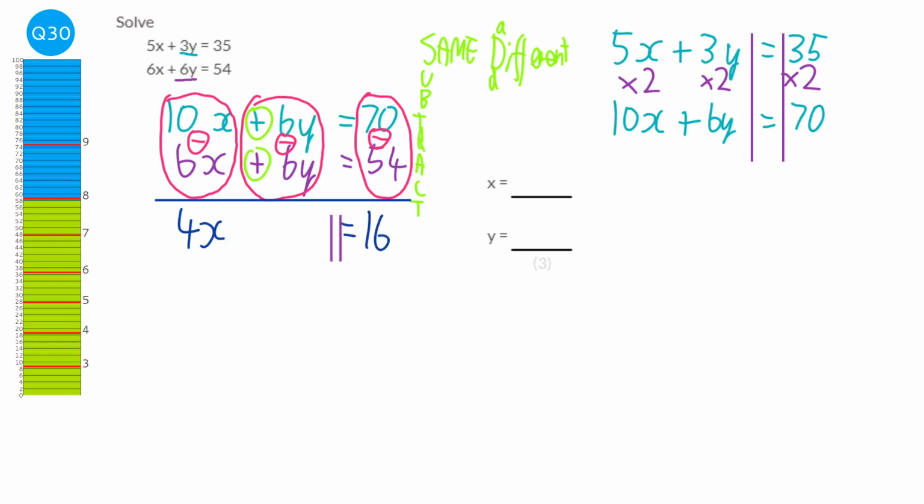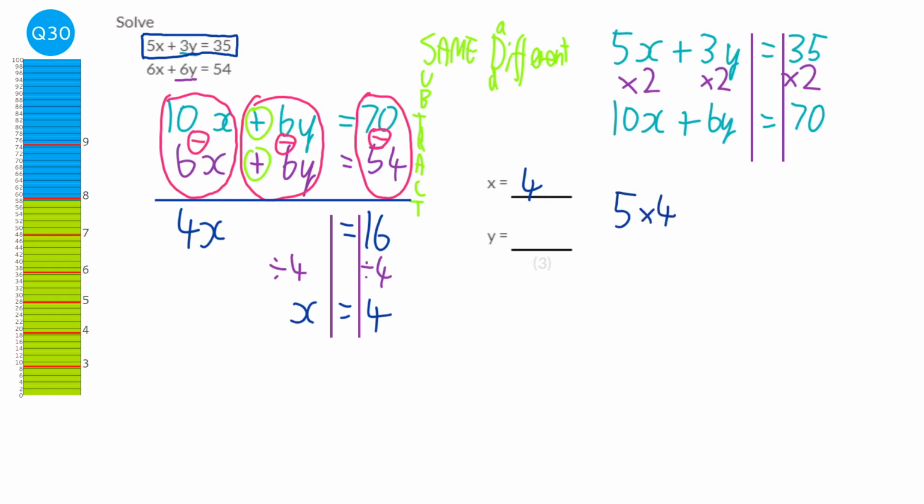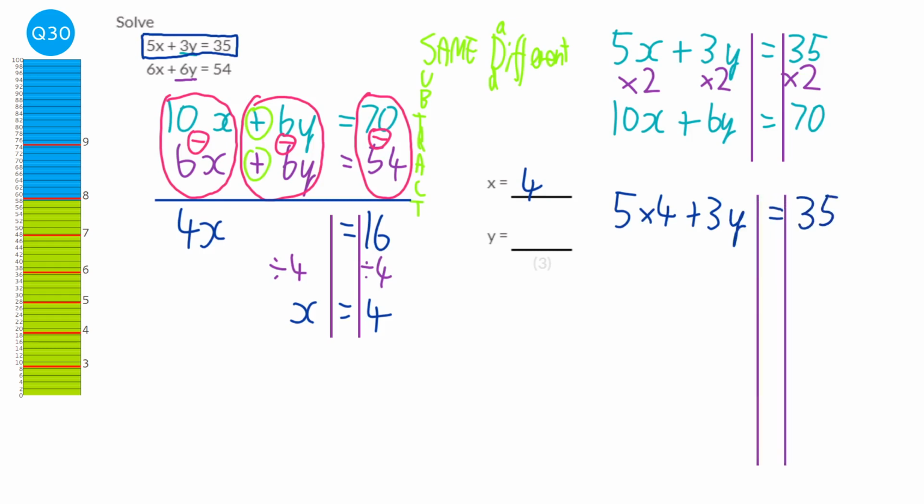And let's get our lines in, because we need to solve this last bit by dividing both sides by 4. And so we've got x equal to 4. Now that's only half the job, because we need to find out what y is. So what I'm going to do is just copy this first equation, but substitute in the value of x, which is 4. So 5 times 4 plus 3y equals 35. Get my lines in.